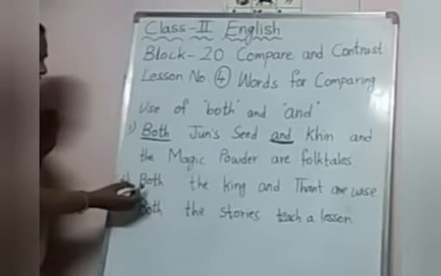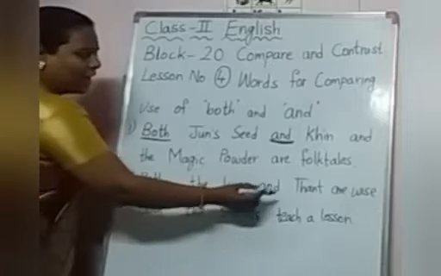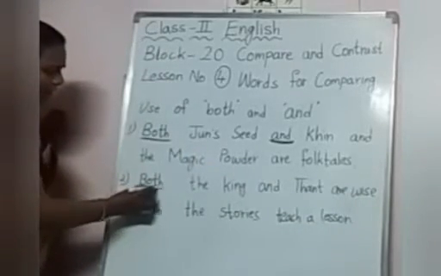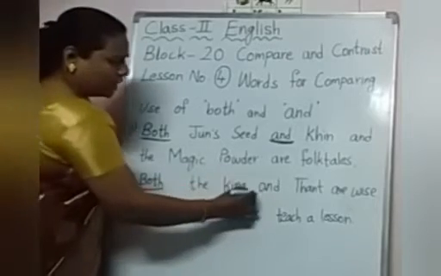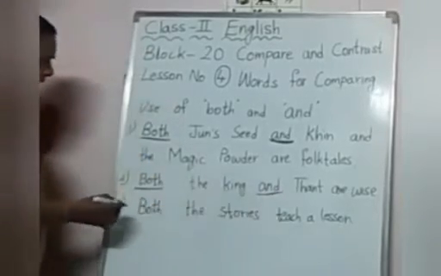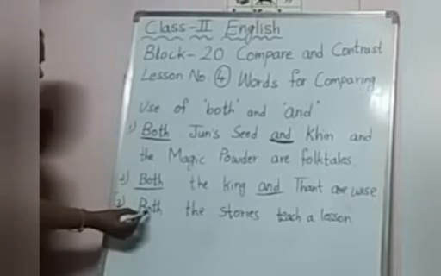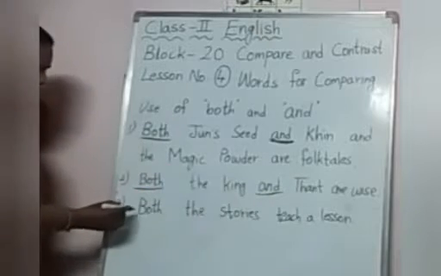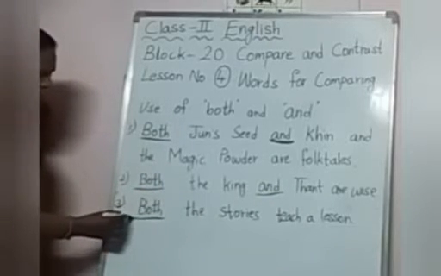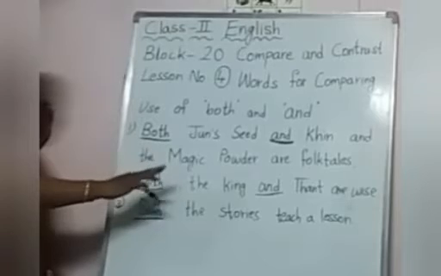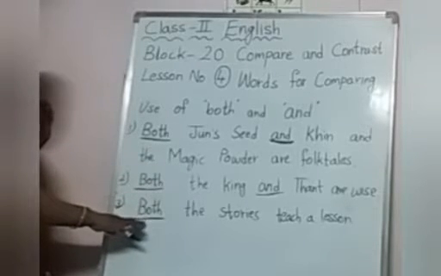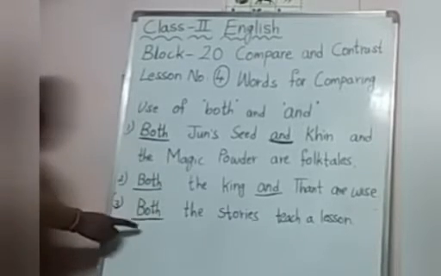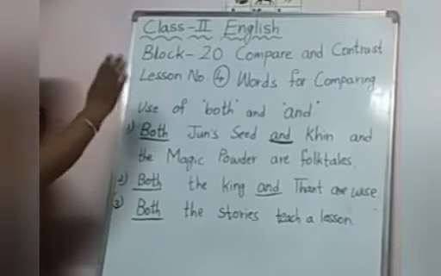Second sentence. Both the king and Tant are wise. So both of them are wise. We use both. Here we are using and also. Let us see the third sentence. Both the stories teach a lesson. So, two stories teach the lesson. So, we are writing both. When we are describing the similarities of two things, we use the words both and.